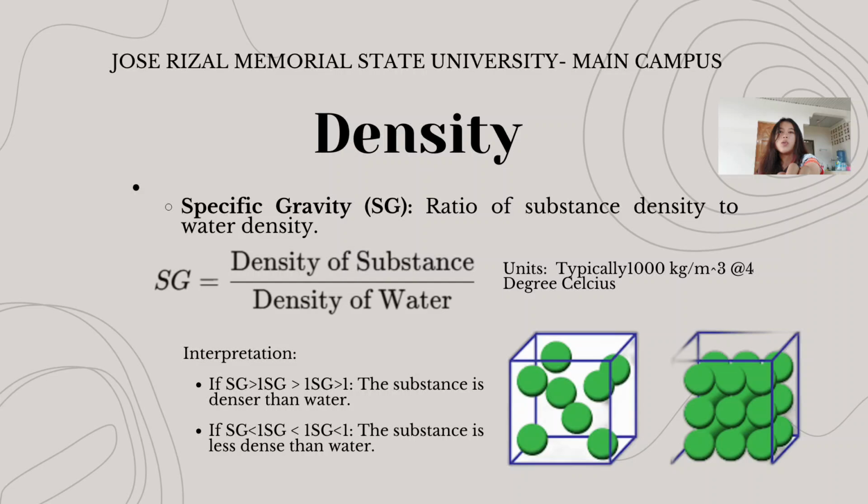And then the specific gravity, SG, is the ratio of the substance's density to the density of water. So, interpretation: if specific gravity is greater than 1, the substance is denser than water. And if specific gravity is less than 1, the substance is less dense than water.